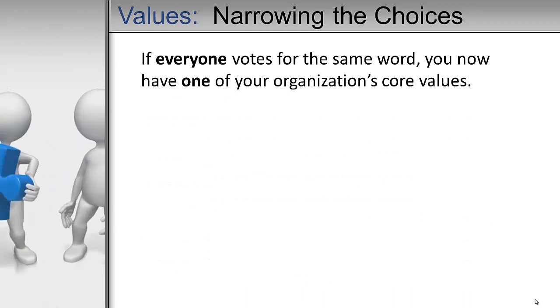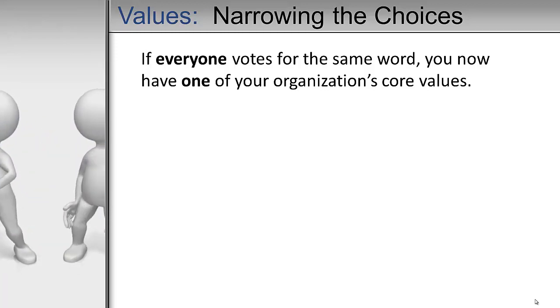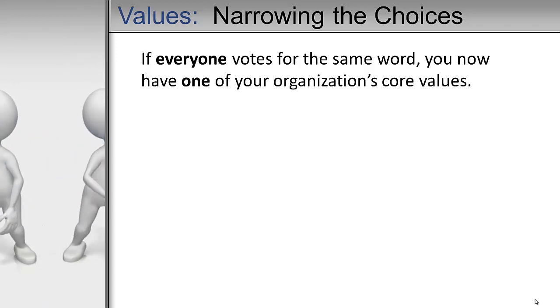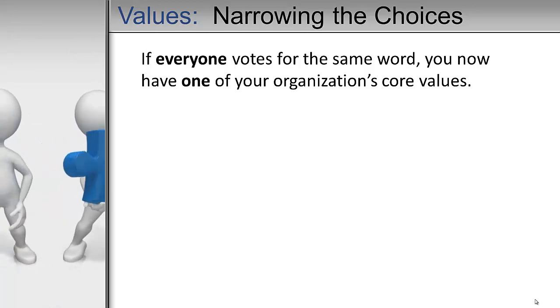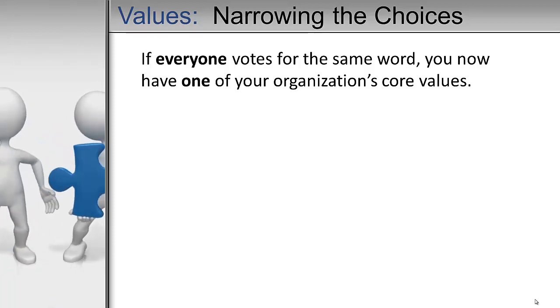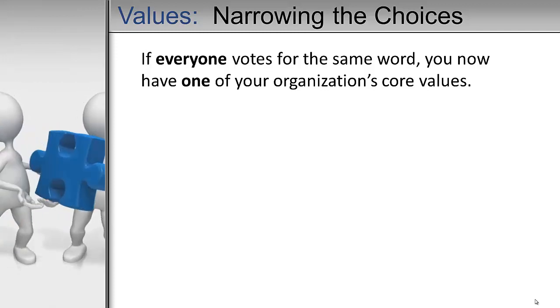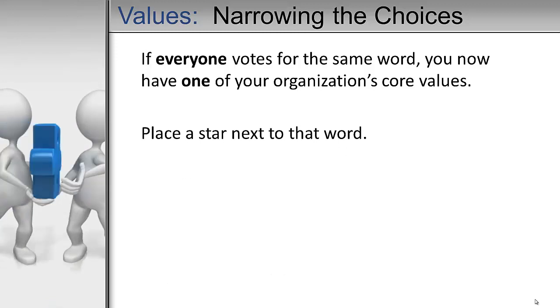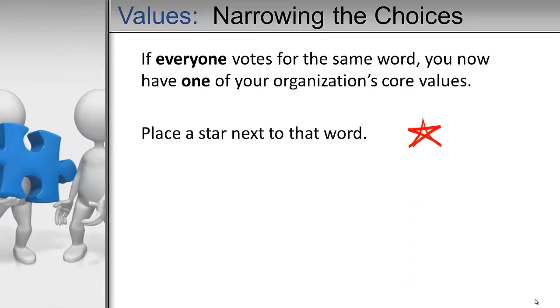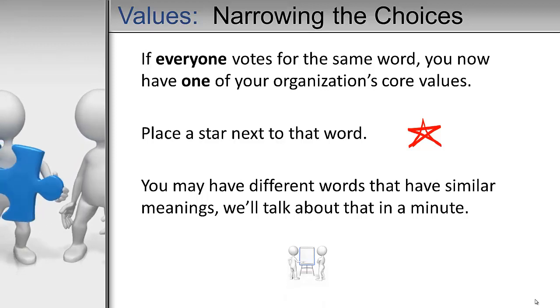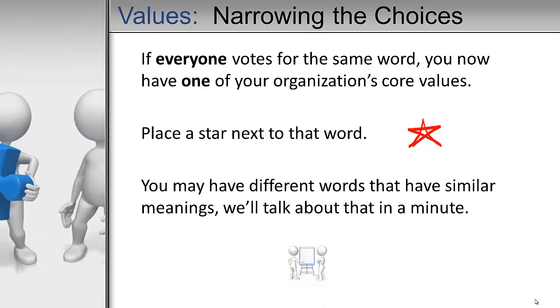So if everyone in your group votes for exactly the same word, you now have one of your organization's core values. Notice I said exactly the same word. You will have different words that have very similar meanings, and you may have words that are just slightly off. So if they're slightly off, we need to come to alignment and agreement about what those words are. So only if everyone votes for the exact same word do you have a core value. And what you're going to do is place a star next to that word, just like that. Now you may have different words that have similar meanings, and we're going to show you how to deal with those in just a minute.